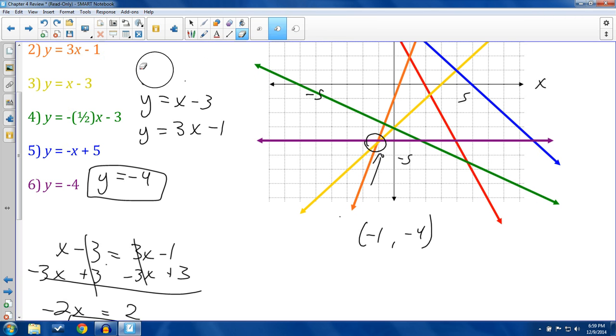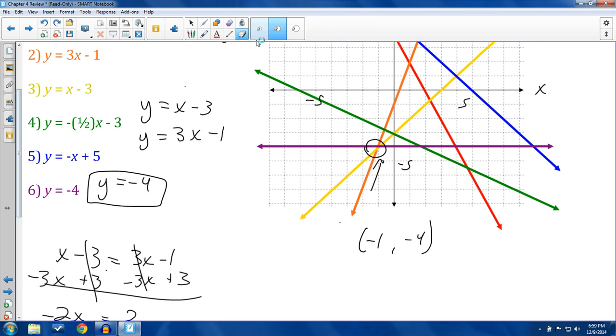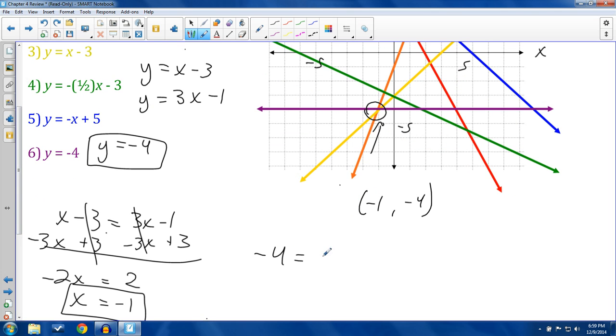You could do it two more ways. I can use equal values method on this equation and this equation. Notice if y equals negative 4, I just got to plug in negative 4 right there. Negative 4 equals x minus 3. Add 3. X equals negative 1. Notice how excited I'm getting over this. And we already know that y equals negative 4 because that was your other equation.